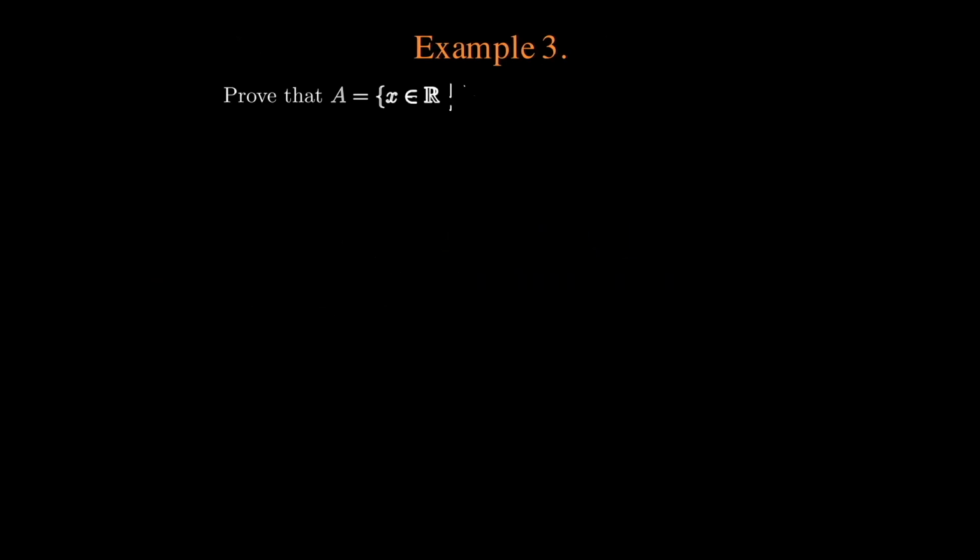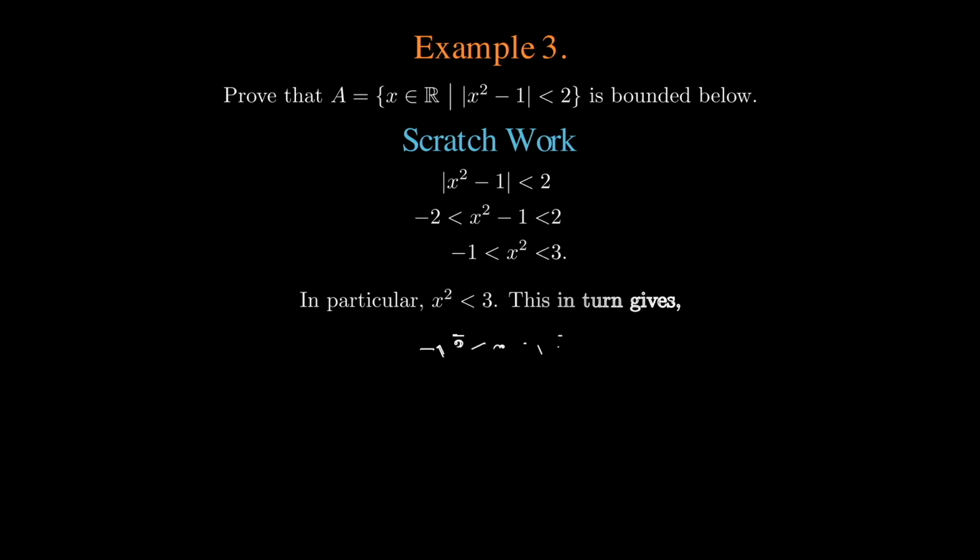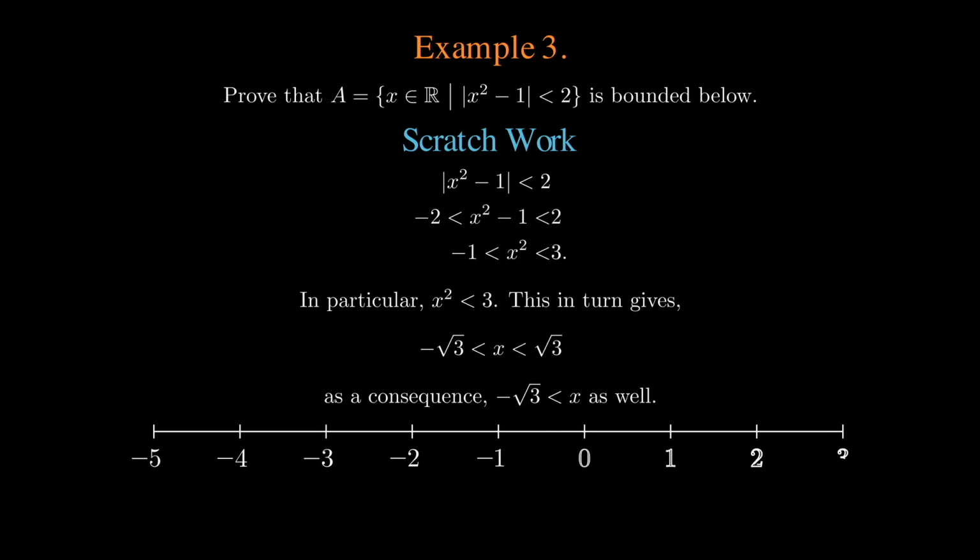For an example, we'll look at the set of real numbers x such that the absolute value of x squared minus 1 is less than 2, and show that it is bounded below. Once more, we'll do a bit of scratch work to get our lower bound first. Using inequalities and algebra, we get the inequality that x squared is between -1 and 3. We can use the fact that x squared is less than 3 to say that x is between negative square root 3 and positive square root 3. In particular, negative square root 3 will be our lower bound.